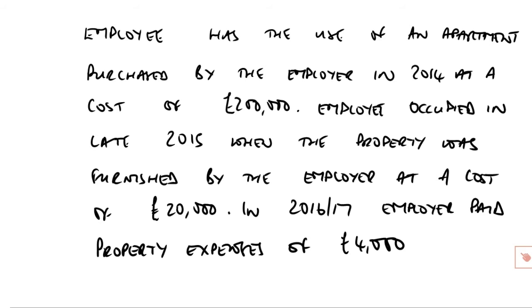Now, one thing always to be careful of here when attempting to compute these benefits is to understand that both in relation to the living accommodation and the use of assets, and most of the other benefits we'll go on to discuss in this chapter, they are annual benefits, i.e. it presumes that the benefit has been provided for the entirety of the tax year.